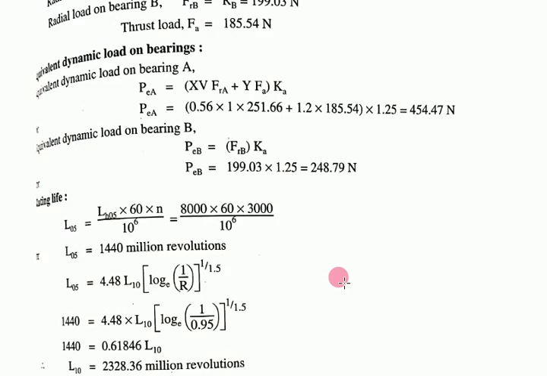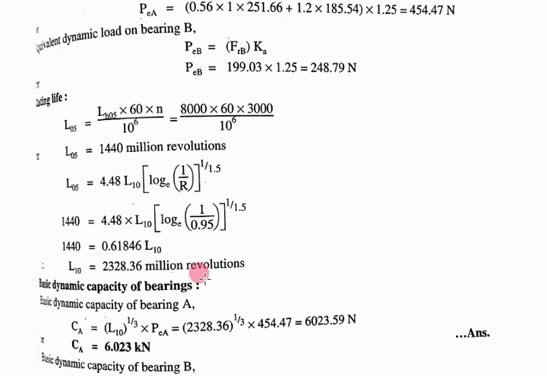After finding PEA and PEB, we can find the rating life, that is L10. So here life in hours is already given. So L05 is equal to LH05 into 60 into n upon 10 raised to 6, where n is the RPM. So here we get L05 equal to 1440 million revolutions. So what we have done here is just convert life in hours to million revolutions.